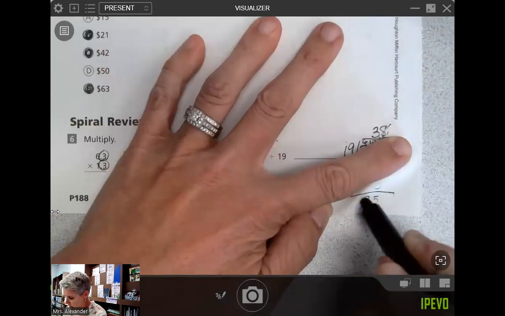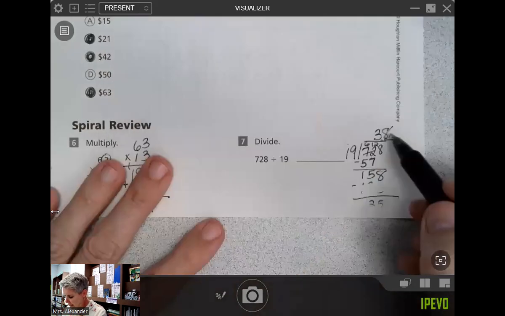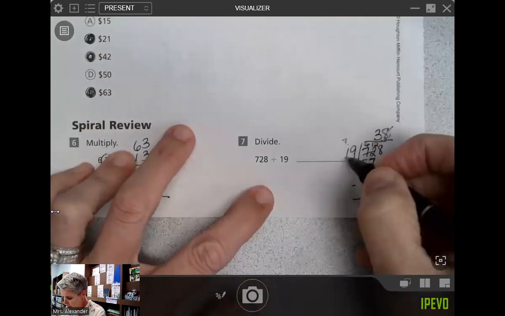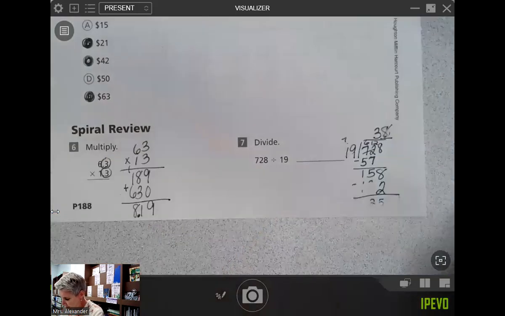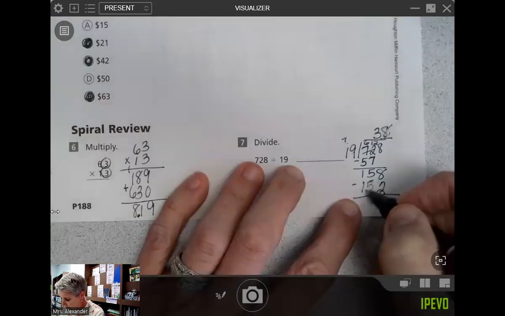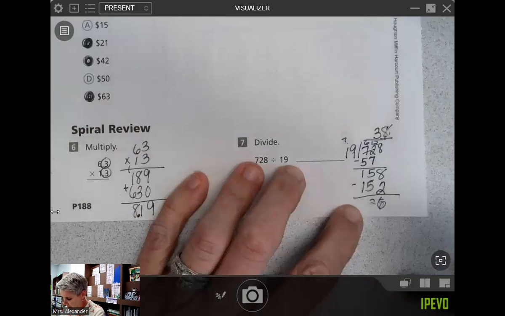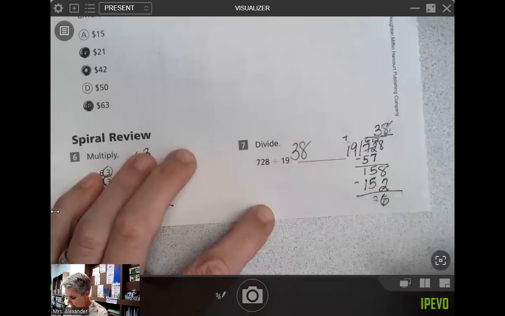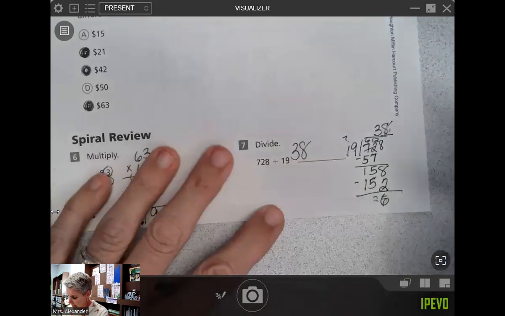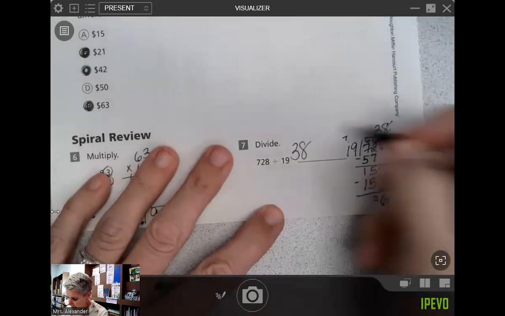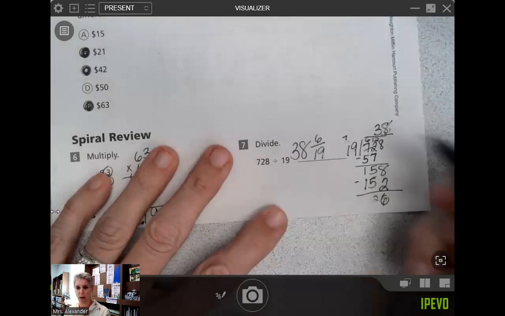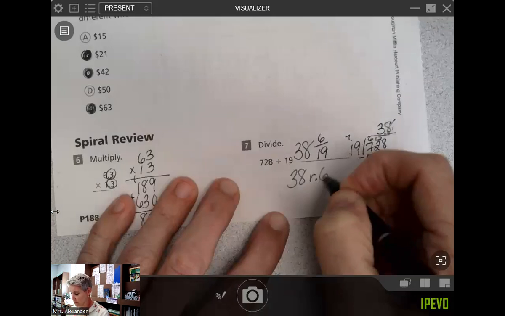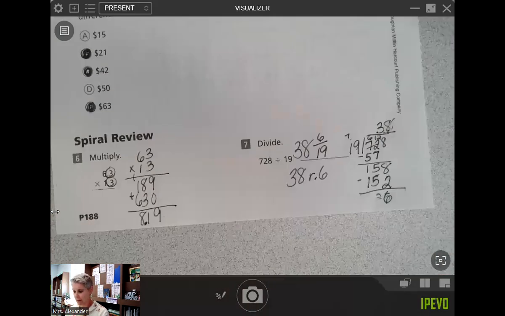Good thing I'm using my erasable pens, huh? 8 times 9 is 72. 8 times 1 plus 7 is 15. So then we would end with a 6. So you could say 38, remainder 6, 38 and 6/19. It doesn't really tell us which way to write it. 38, remainder 6 would also be acceptable. And I think that's it.